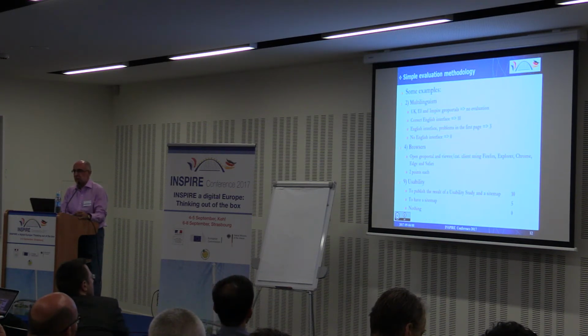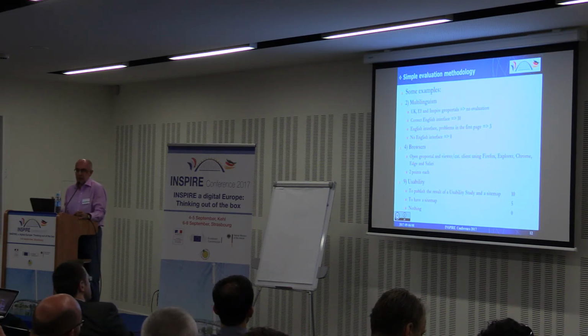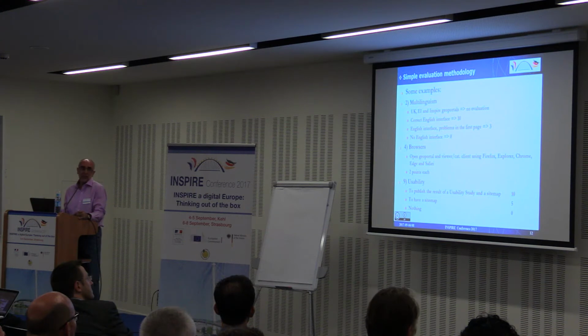The evaluation methodology has been extremely simple as a first approach. For example, for multilingualism, the UK, Ireland, and INSPIRE geoportals have not been evaluated because they are in English, obviously, so there is one indicator less. If there is a correct English interface, you get 10 points. If there is an English interface, but we find problems on the first page, only 3. And if there is no English interface, 0. So quite simple.